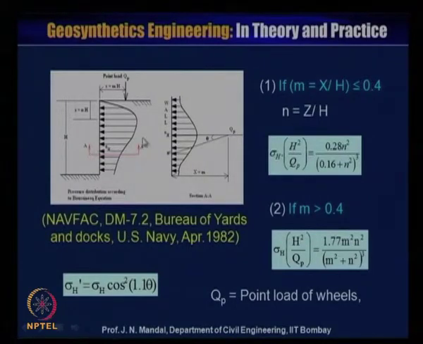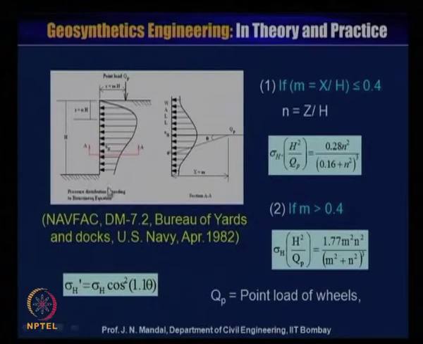If you take a section, you can have section AA, and here Qp is the point load of the wheel at an angle theta here. So, this is the wall, sigma h. Where this is equal to x, okay. And if you want to calculate sigma h dash, sigma h dash will be equal to sigma h into cos square of 1.1 theta.